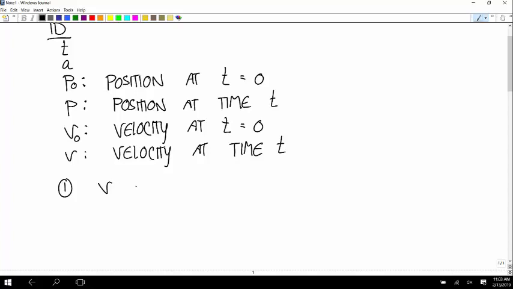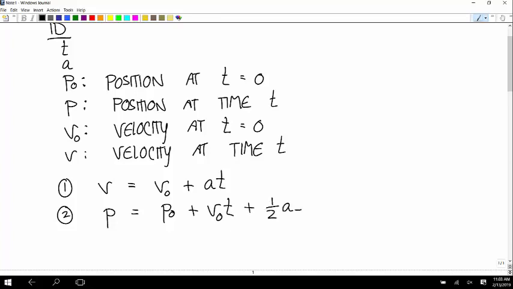The first one says v is equal to v0 plus at. The second one says p is equal to p0 plus v0t plus 1/2 at squared. And the third one says 2a times the quantity p minus p0 is equal to v squared minus v0 squared.